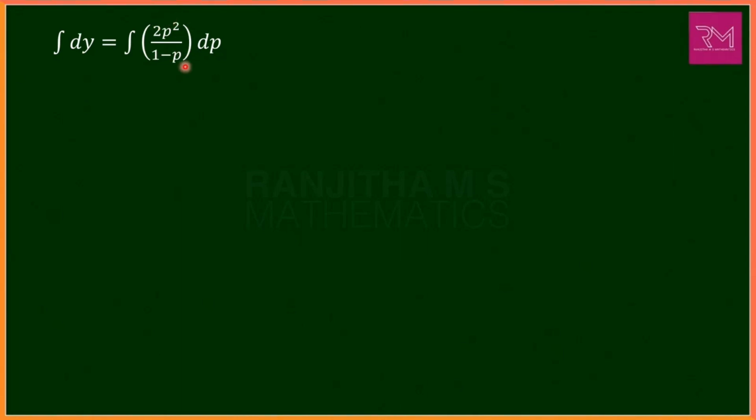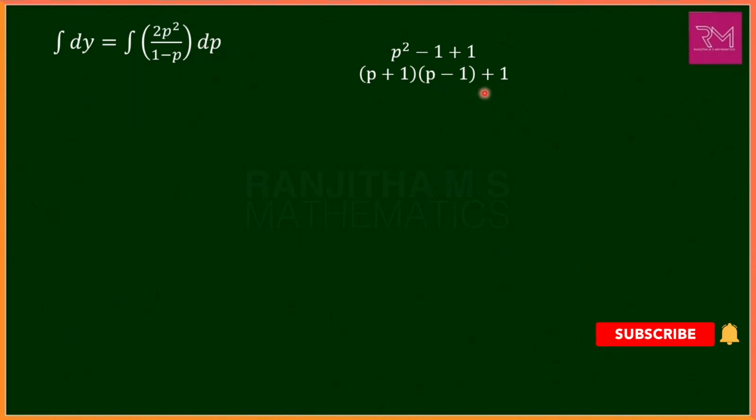To make the simplification easy, in the place of p square we can take p square minus 1 plus 1. If we cancel plus 1 and minus 1, we get the value as p square itself. So in the place of p square, write it as p square minus 1 plus 1. Here p square minus 1 is of the form a square minus b square, that is (a plus b) into (a minus b). In the place of a we have p and b as 1. So we get (p plus 1) into (p minus 1) plus 1. So in the place of p square we can write it as (p plus 1) into (p minus 1) plus 1.